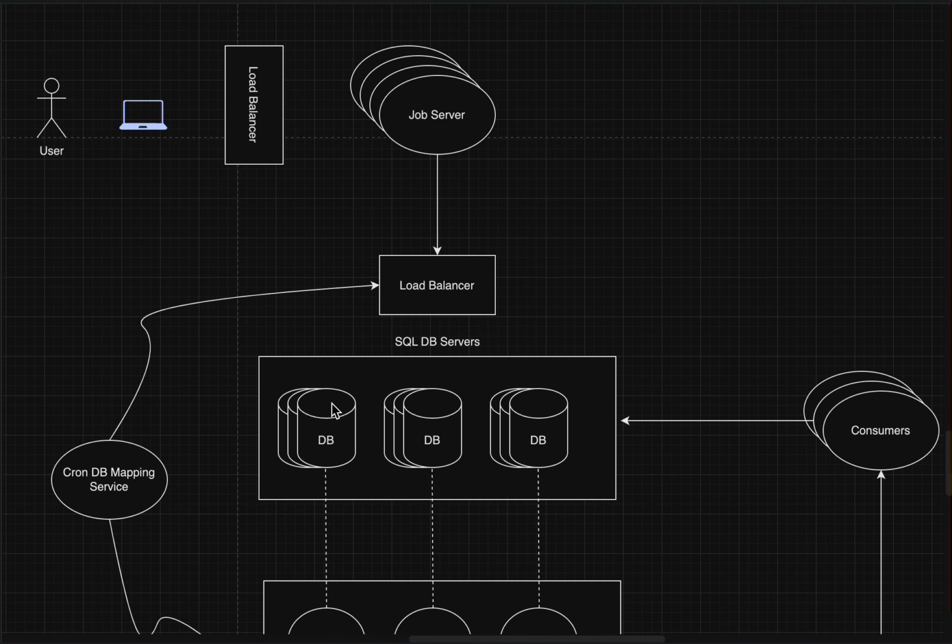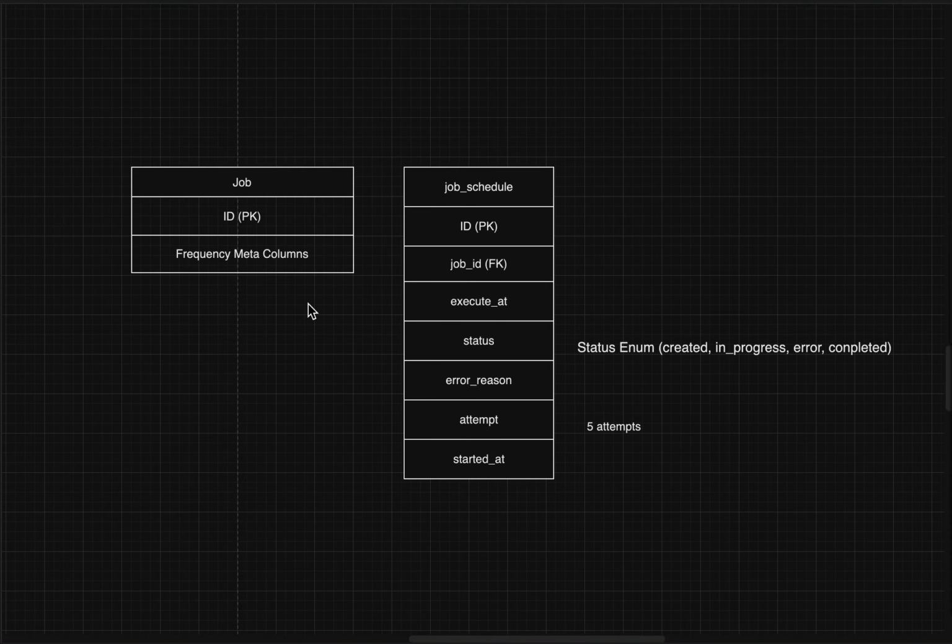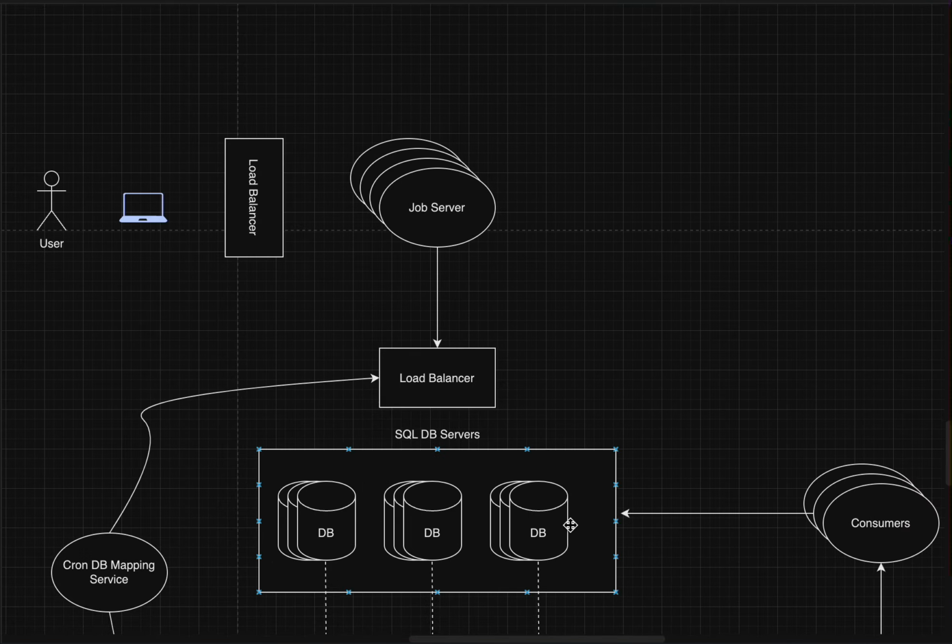What we have done here is, we have sharded our database. Our SQL DB can be sharded since we only have two tables, and we can shard it on job ID. We can also use one load balancer to pick which shard to listen to.